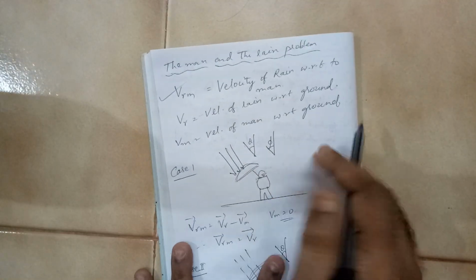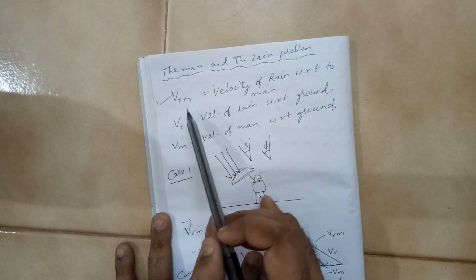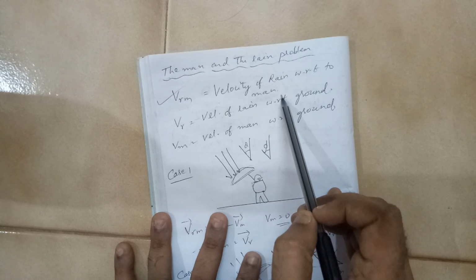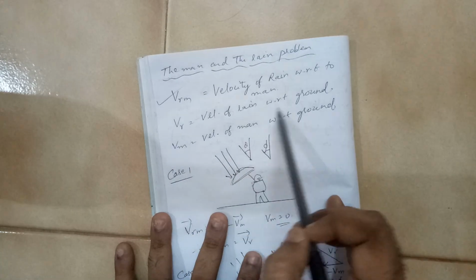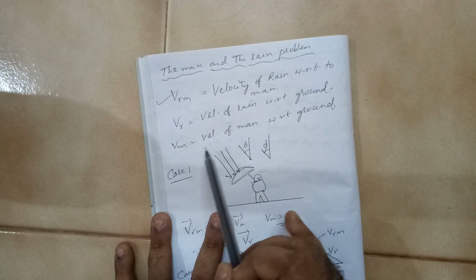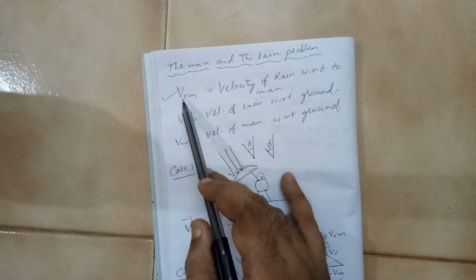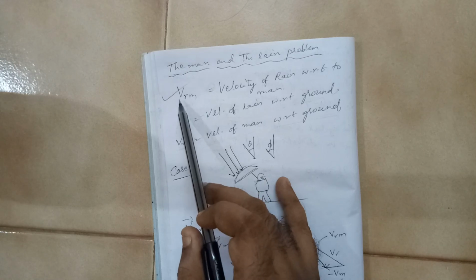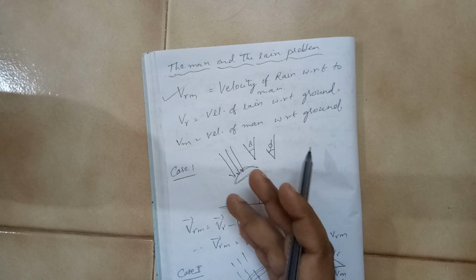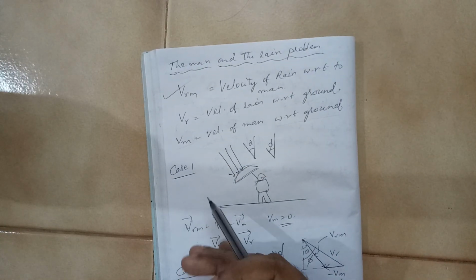In this type of calculation we need to calculate VRM, which is the velocity of rain with respect to the man. Where VR is the velocity of rain, obviously with respect to the ground, and VM is the velocity of the man with respect to the ground. So we want to calculate the relative velocity of rain with respect to the man. Why? Because when you know it, you will hold the umbrella in an appropriate direction.